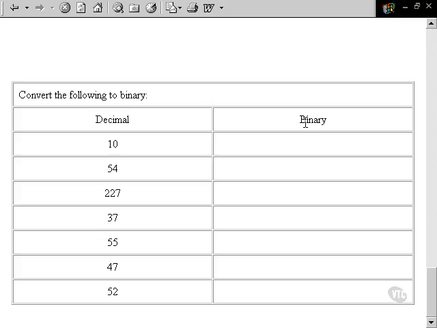Once you've completed that, what I'm going to ask you to do is go ahead and open up the next segment. And in the next segment, I'll present the solution to these conversions so you can see if you did everything properly.